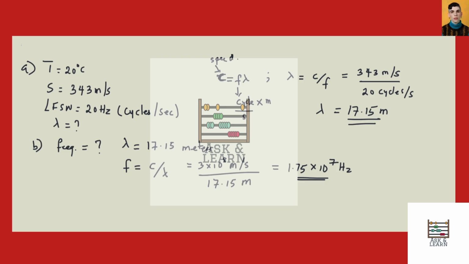And what kind of electromagnetic radiation would this correspond to? To determine this, we just need to check the electromagnetic spectrum and figure out which one is in the range of 1.75 times 10 to the power 7 hertz.